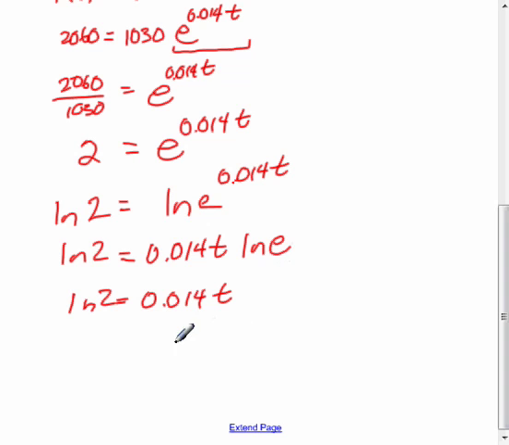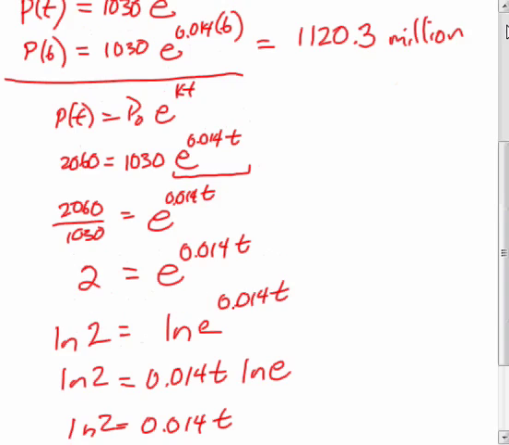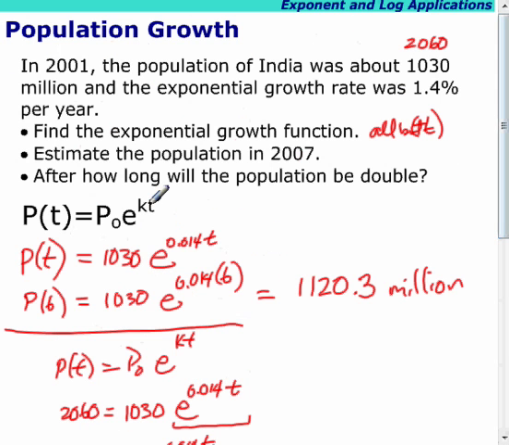Dividing both sides by 0.014, I should get the time it'll take before India doubles in population. Let me do that on my calculator. I get 49.5 approximately. So in about 50 years, the population of India will double if the growth rate stays at 1.4%. So that's an example then of using this formula to help me solve an exponential growth rate question.